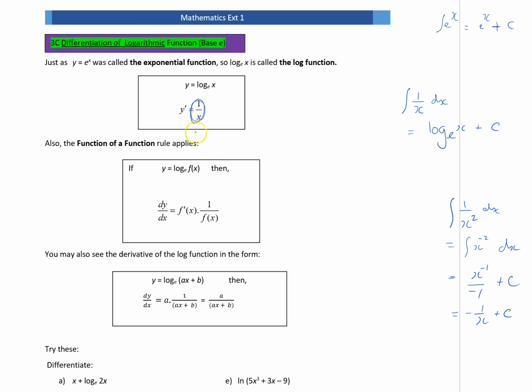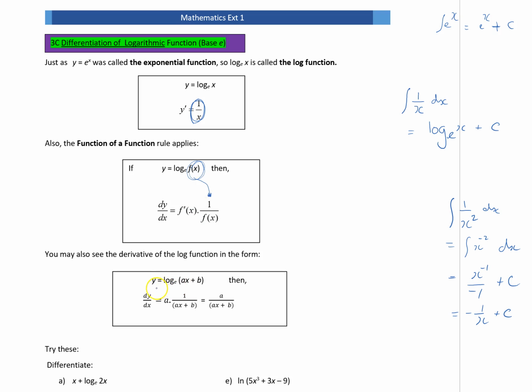So if we've got y is equal to the log of, rather than just a simple x, if it's some little function in x, then it is still this idea: 1 over the function in x. So it's always 1 over whatever comes after log to base e. It's 1 over that. But since that is a little function in x, then we must differentiate that and multiply by its derivative.